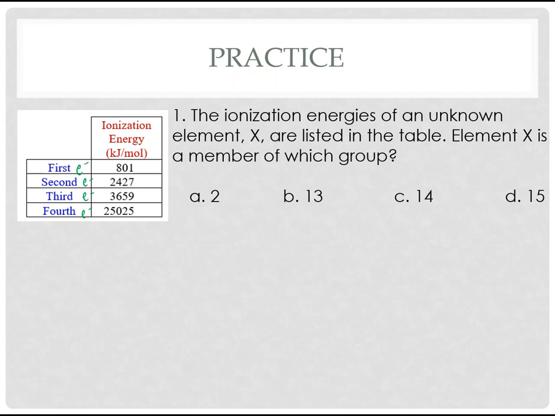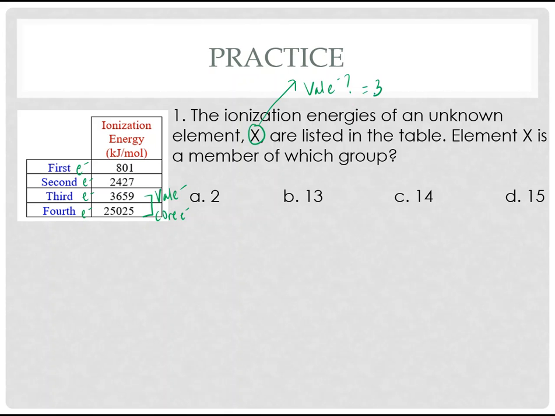Between which electron does it end up becoming an absorbent amount of energy? Yeah, between third and fourth here. So what that tells me is this one's still a valence electron, but this one right here happens to be a core electron. So how many valence electrons does X have?